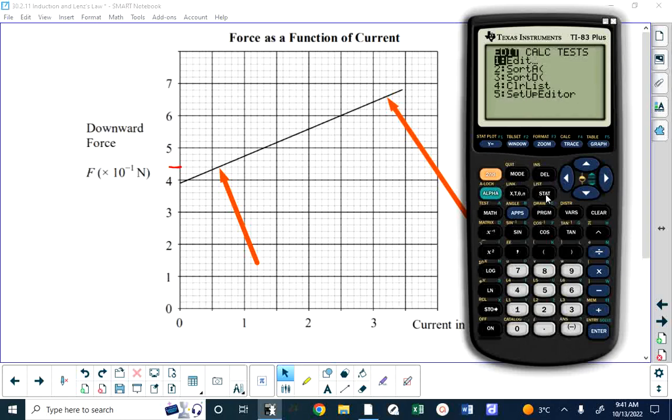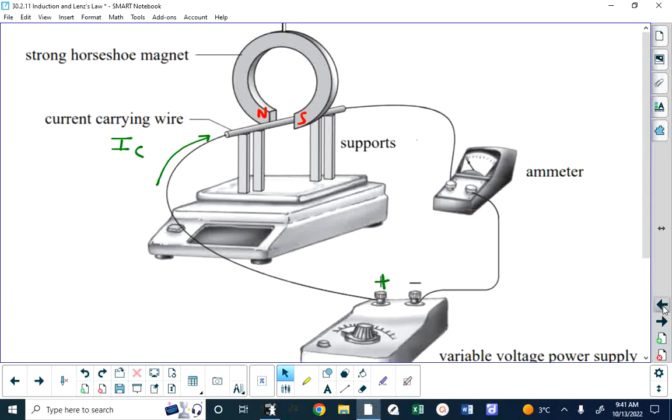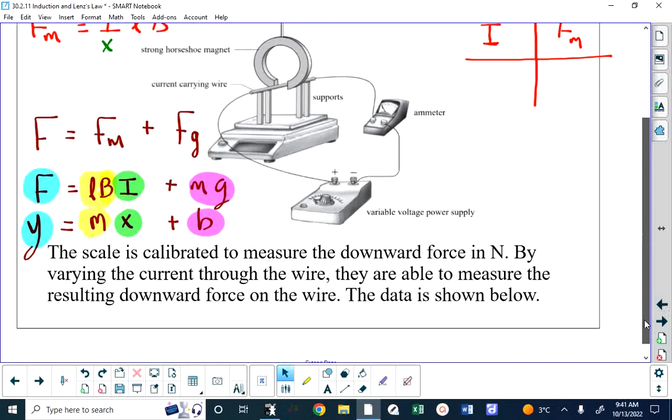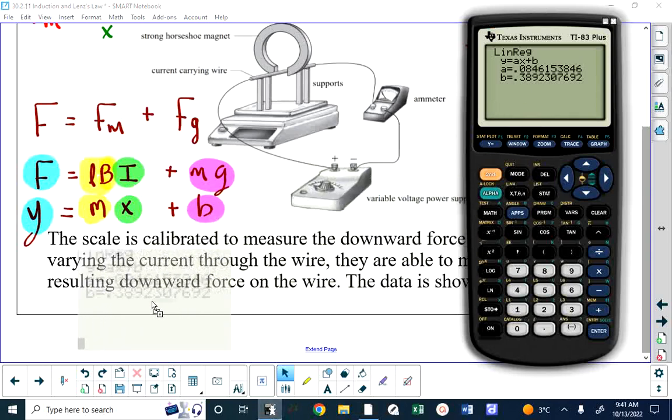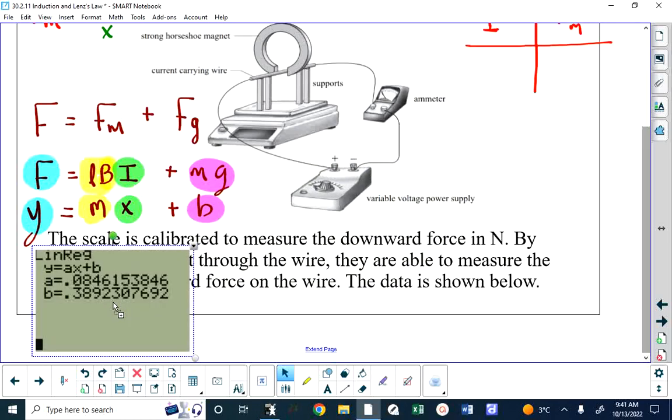I go to my Stat menu again. I go to Calculate. I choose Linear Regression. And on your calculator, you're going to have to hit Enter a few times to get through all of those menus. I get this. So if I go back now to here, I know that the slope is 0.084615. I know the y-intercept is 0.389.